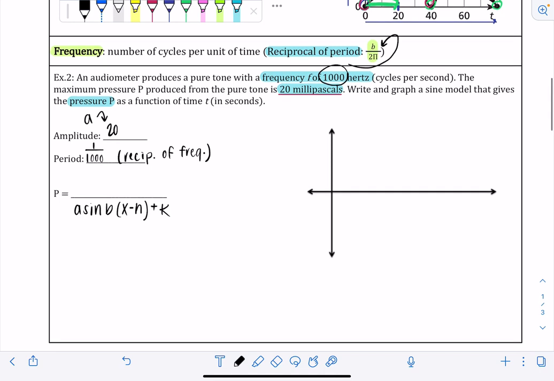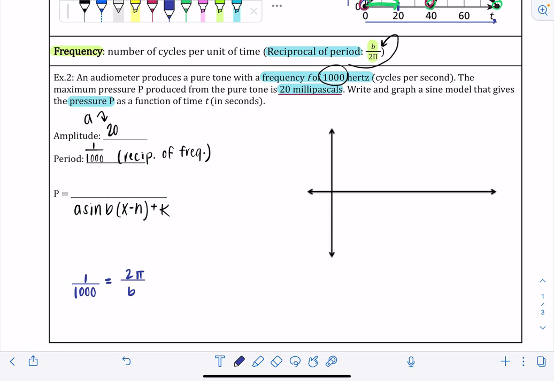figure out what b is, we're just going to take the period and set it equal to its period formula. I'm going to do that off to the side down here. So we'll do 1 over 1,000, and then set that equal to the formula for period, which is 2 pi over b. And then now the only unknown in this problem is b, so we're able to solve for it.